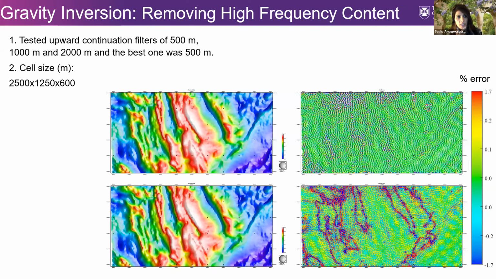In this inversion, the cell size was 2,500 by 1,250 by 600, which was the 500 one. And at the end I thought, okay, this is a good start with that cell size. And this is the observed data here. I should explain a bit more. And this is what is predicted.